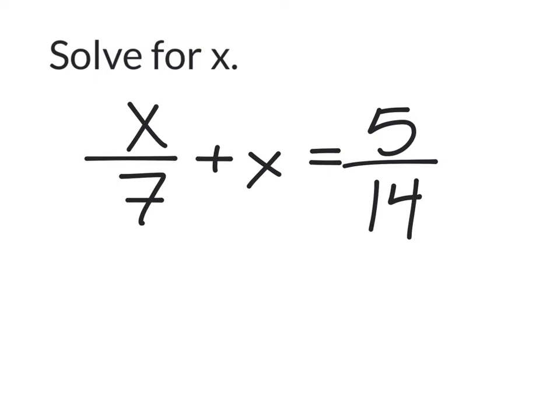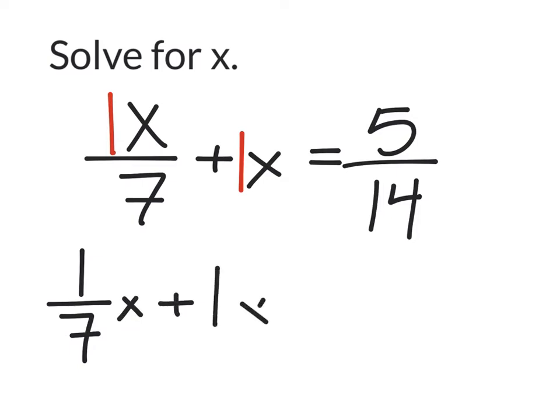So the first thing I'm going to do on this problem is I just want to see these as fraction coefficients, because right now I've got this, it'd be like 1x over 7, and even the coefficient of x, that's a 1x right there. But I'd rather see this myself as 1/7 x, which is the same, and then plus 1x equals 5/14, because then I can see exactly how the x's are related to each other, and that they're also like terms.